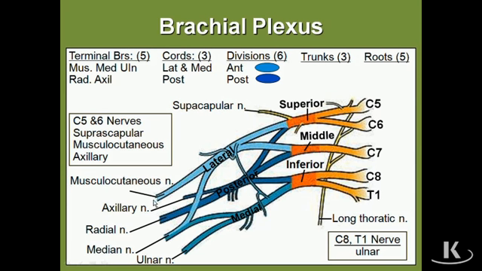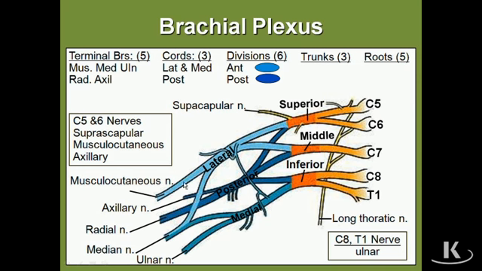The lateral cord divides into two. One branch is called the musculocutaneous nerve, and one branch will contribute to the median nerve. The medial cord divides into two. One branch is the ulnar nerve, and one branch is the other contribution to the median nerve. And then the posterior cord divides into two. One branch is the axillary nerve, one branch is the radial nerve.